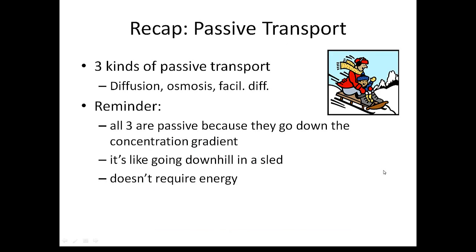Quick recap. Three kinds of passive transport: diffusion and facilitated diffusion are essentially the same thing, just facilitated gets help. It's a facilitated thing. We'll look at osmosis later. All three are passive because they're going to go down the gradient from high to low. It's like sledding downhill. It doesn't require energy. It likes to happen on its own. Please refer to your note packet for what's coming up next, and if you have any questions, let me know.